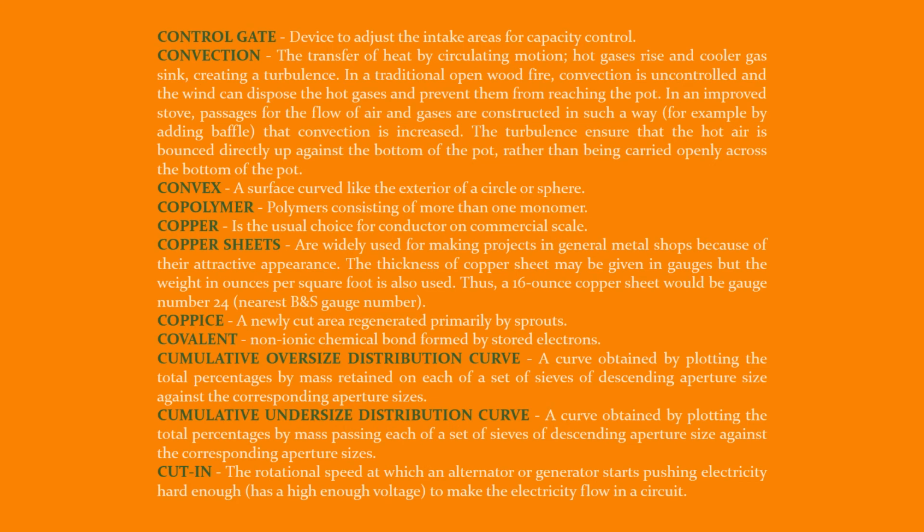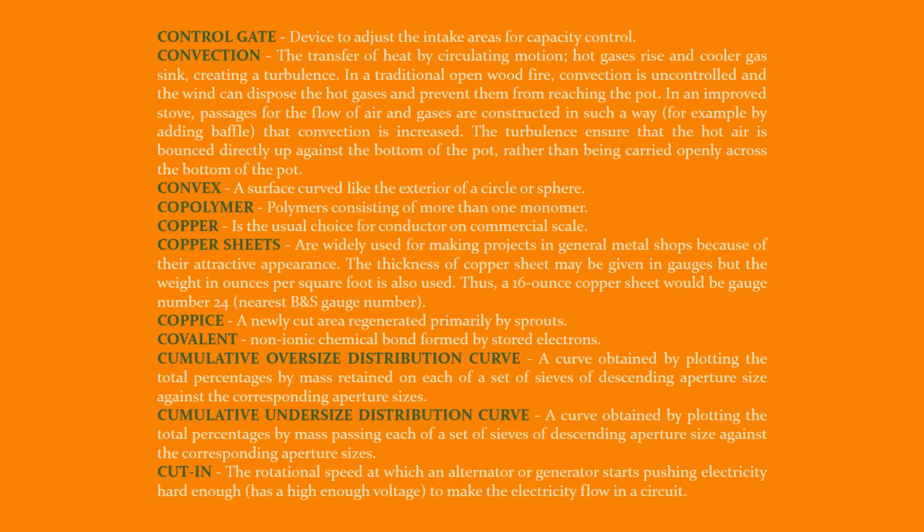Convection, the transfer of heat by circulating motion. Hot gases rise and cooler gases sink, creating a turbulence. In a traditional open wood fire, convection is uncontrolled and the wind can disperse the hot gases and prevent them from reaching the pot. In an improved stove, passages for the flow of air and gases are constructed in such a way, for example by adding baffles, that convection is increased. The turbulence ensures that the hot air is bounced directly up against the bottom of the pot, rather than being carried openly across the bottom of the pot.